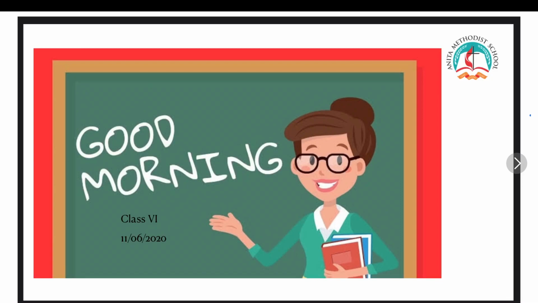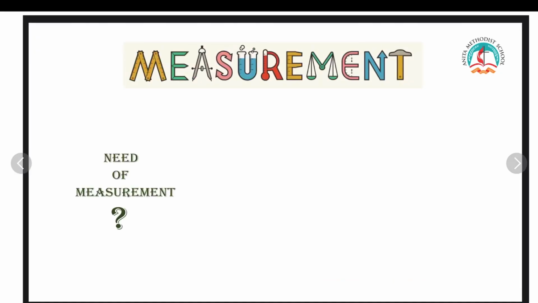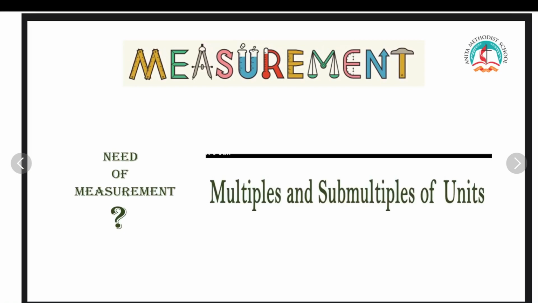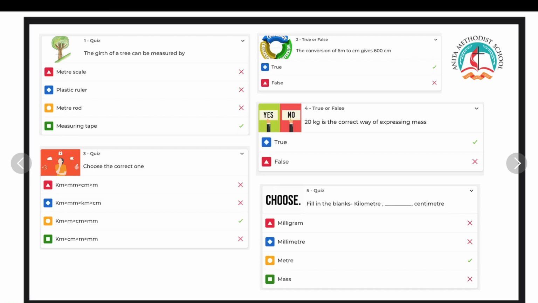Now, let us see a small recap about the previous class. In last class, we saw about measurement and also what is measurement? Measurement is an action of measuring something. We also saw about the need of measurement and also the multiples and submultiples of units. Did you all enjoy playing Kahoot? Yes, you would have enjoyed playing Kahoot. These are the answers for the Kahoot.